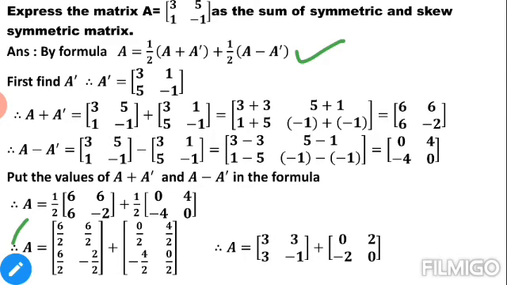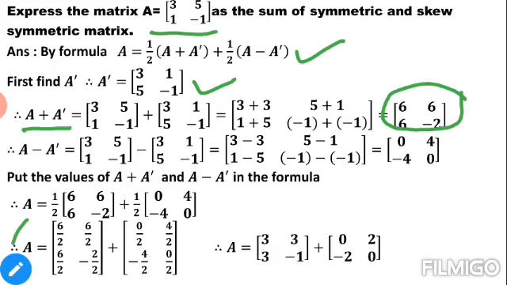Now this A is given, so we'll find A transpose by interchanging the position of rows and columns. It means 3 5, the first row, will become the first column, and 1 minus 1, the second row, will become the second column, giving 3 1 and 5 minus 1. After getting A transpose, let's find A plus A transpose, meaning add them, as we know the addition of matrices. So 3 plus 3, 5 with 1, 1 with 5, minus 1 with minus 1, and that's why we get A plus A transpose as 6 6, 6 minus 2.